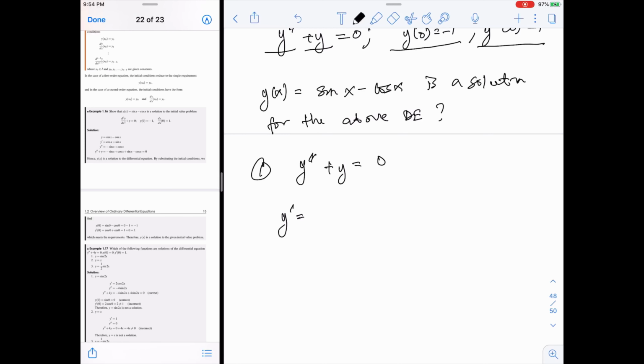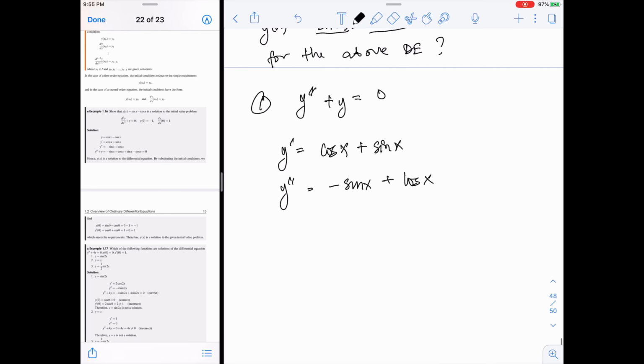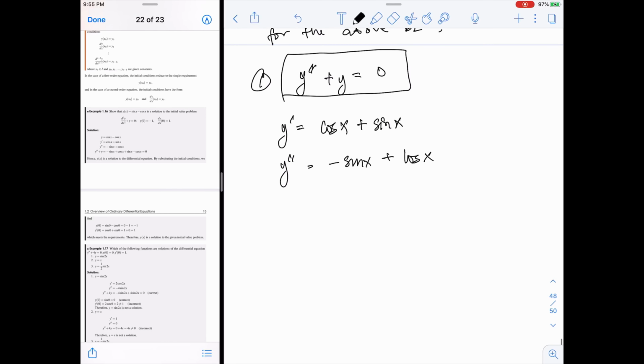So what you will get here, you need to differentiate this term and this term. You differentiate sine, you will get cos x, and then you differentiate cos, you will get negative sine x. So negative with negative is positive. And then you need to differentiate once again to get y double prime, which is negative sine x, and then you will get here cos x. So you substitute over here, then you check whether the left hand side is equal to the right hand side or not.